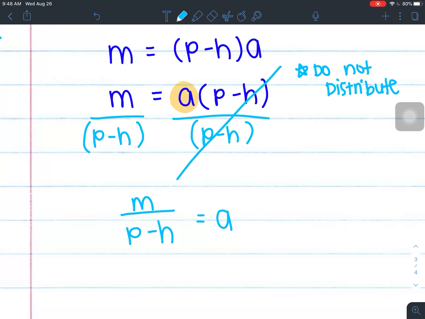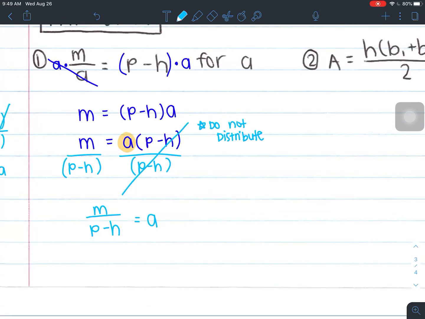Now, I don't have to put parentheses here because there's nothing attached to it at this point. The reason why I had to have parentheses here is because I was stating that it was attached to a. But you can leave the parentheses there if you'd like to, but I'm not going to. Did we do what we needed to do? Yeah, we got a by itself, so we're all good here.